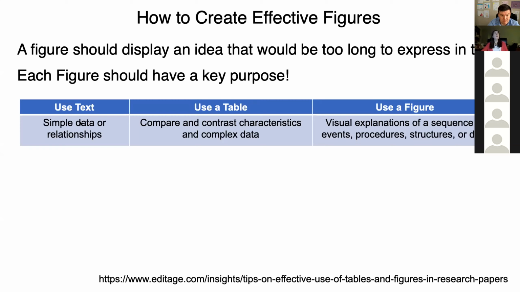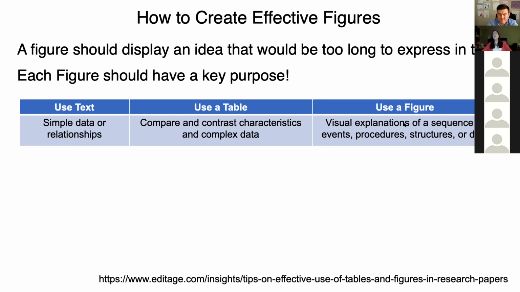But in that blog, they talk a little bit about what would be appropriate for these three different ways of depicting information. Text is really appropriate when you have simple data or simple relationships. You have to talk about a number, or you're talking about the relationship between this metal and this metal, just two, or maybe three, but very simple relationships. Tables, on the other hand, you would want to use when you're comparing and contrasting several different characteristics or more complex data, and you want to see the actual characteristics on one table.